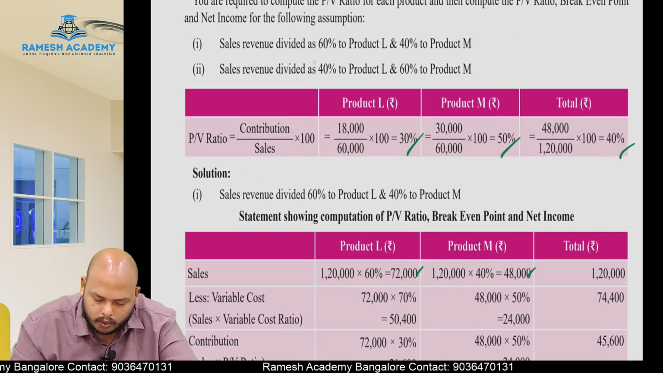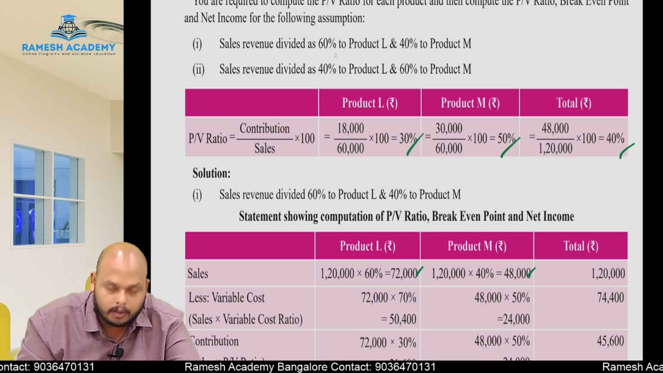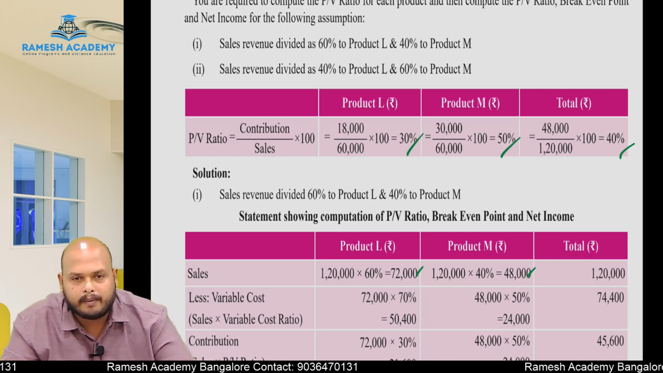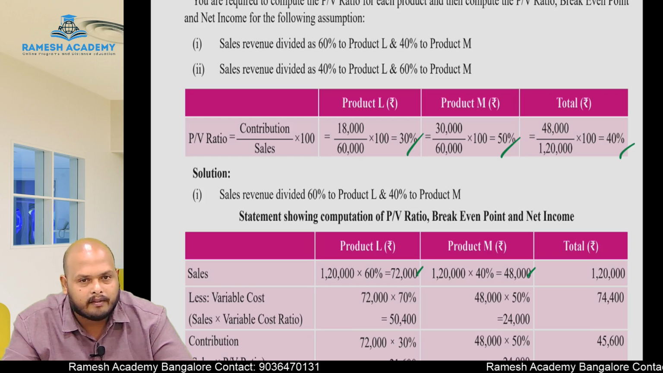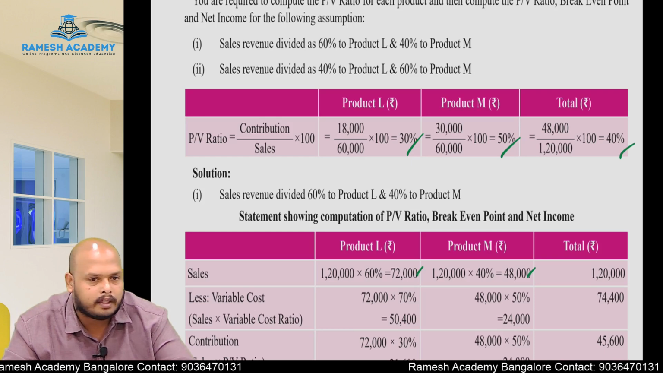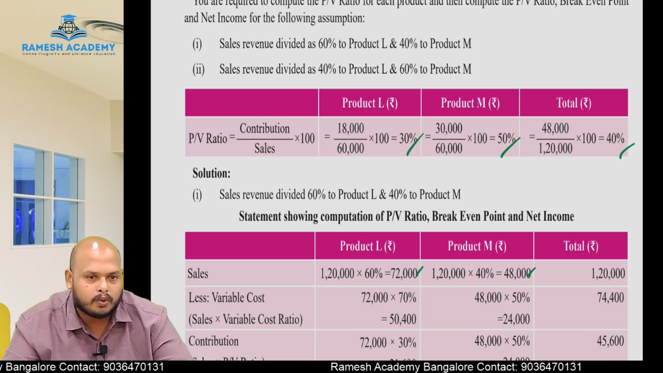Variable cost you should not do into 60 into 40. Some people, what they will do, 72,000 into 60%, 72,000 into 40%. Directly they will multiply and they will write in flow. 60-40 they said, 72,000 into 60%, 72,000 into 40%. That we should not do. Sometimes it happens, okay, but you should not do that.